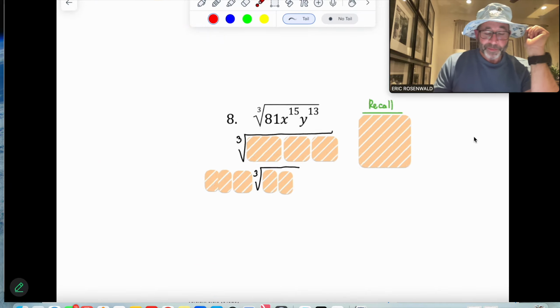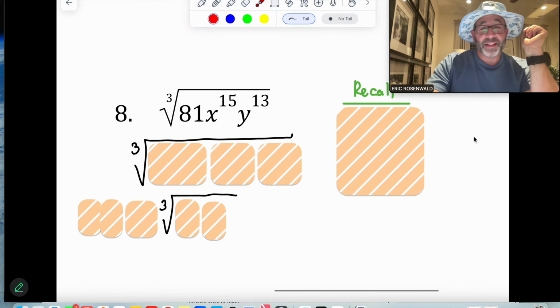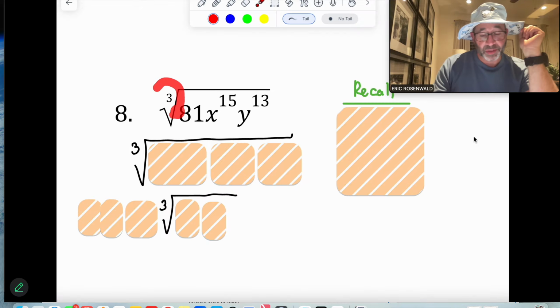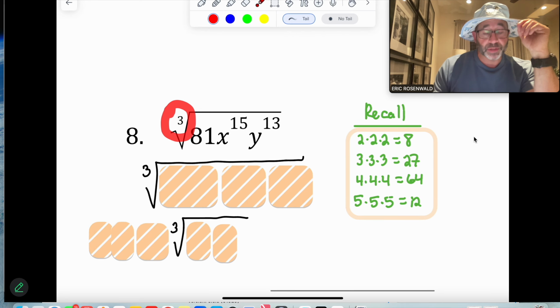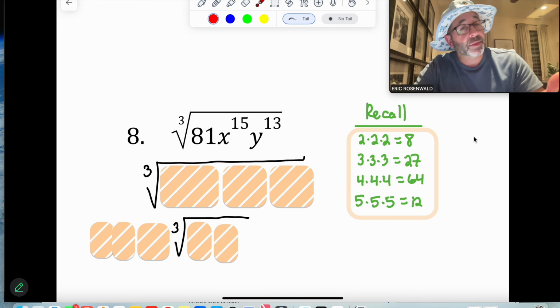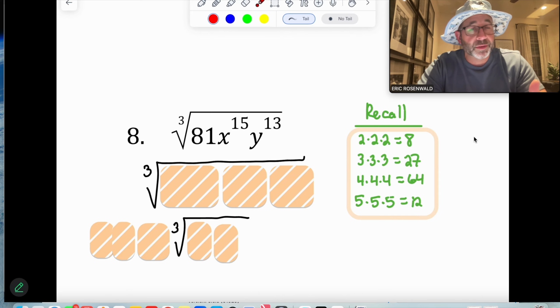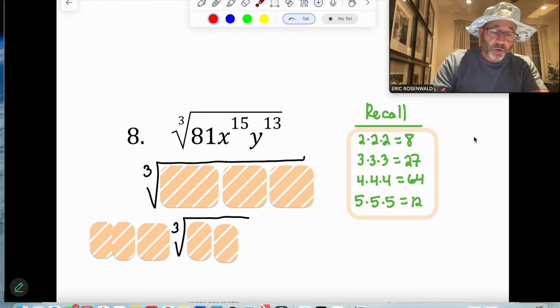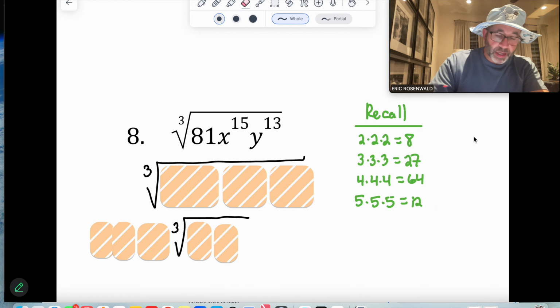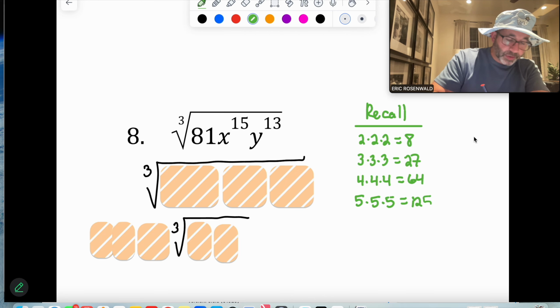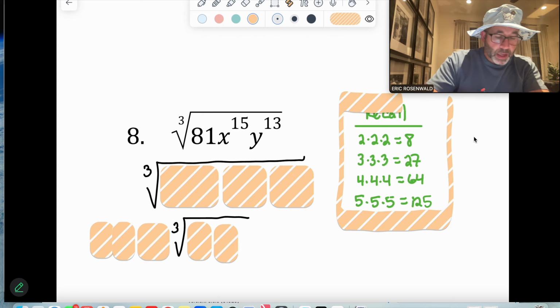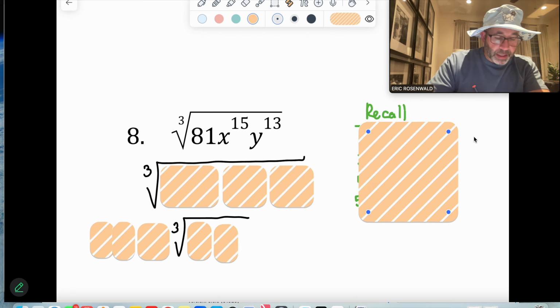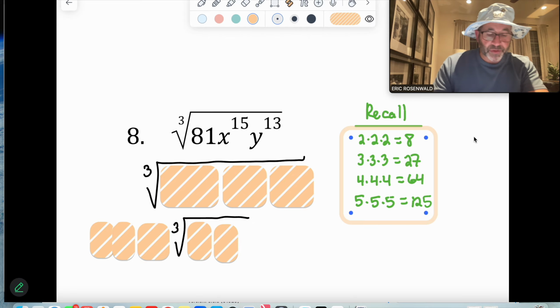All right, let's take a look at this one. So this one's a little different now. This one has a 3 in it, so we're looking for cube roots. So again, recall for your cube roots, if you can't remember the numbers, 2 times 2 times 2, 3 times 3 times 3, 4 times 4 times 4, and 5 times 5 times 5 will give us those values that we're looking for. All right, and we see if we can use those as factors to break up our 81.